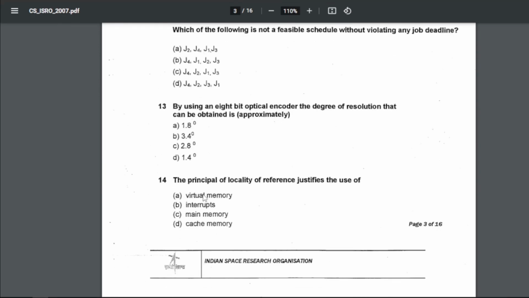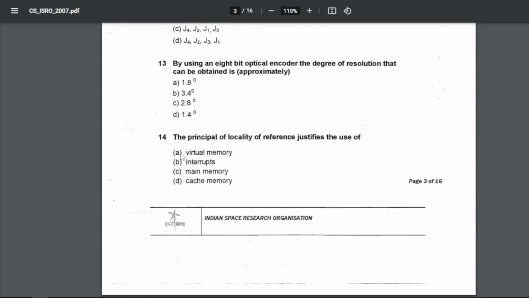Next is question 13: by using an 8-bit optical encoder, the degree of resolution that can be obtained is what? The degree of resolution that can be obtained is 1.4 degrees, right? So approximately D will be your answer, that is 1.4 degrees.